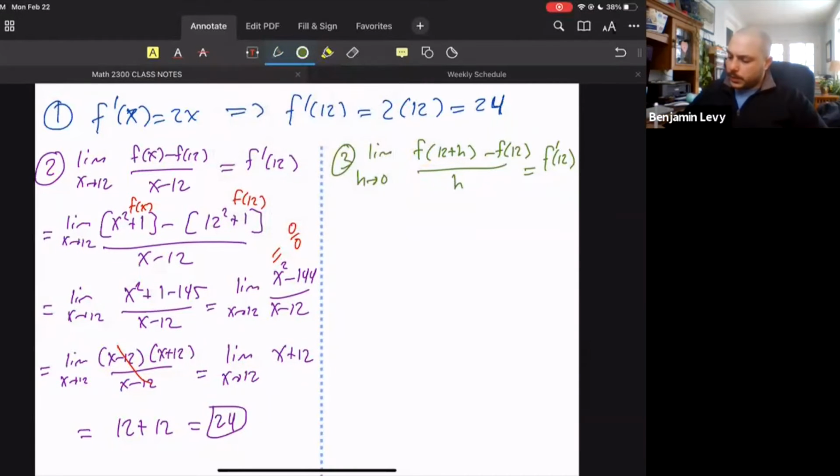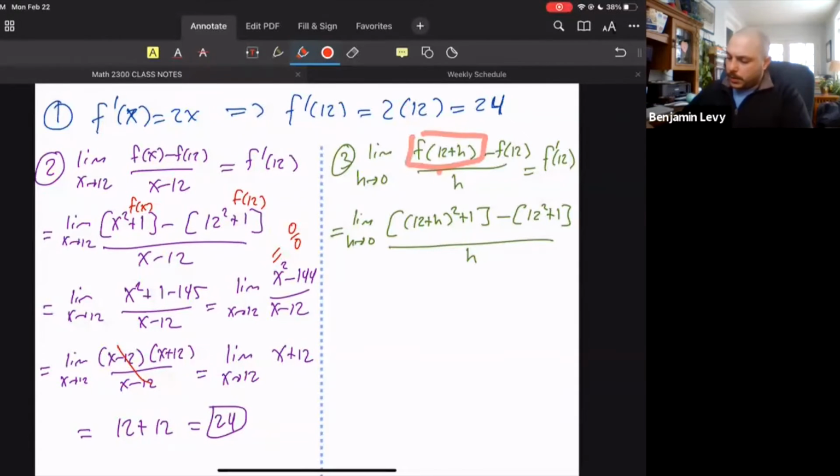in the second one. So let's start plugging stuff in. So this is going to be the limit as h goes to 0. f of 12 plus h looks like this. Right, that's f of 12 plus h. Everyone make sure that that looks okay. Right, this part is right here. Is that right? Take out the x, put in the 12 plus h. So it gets squared because that's where the x was. And then the plus 1's just coming along for the ride. Is that right?